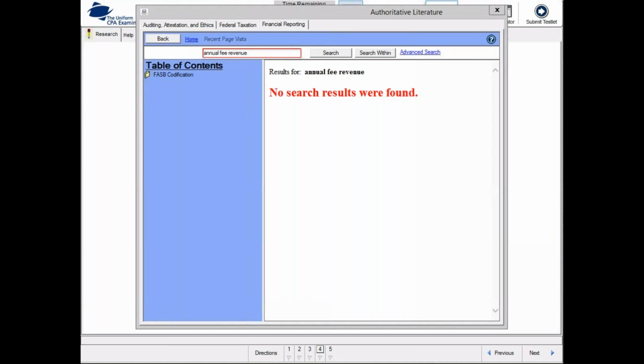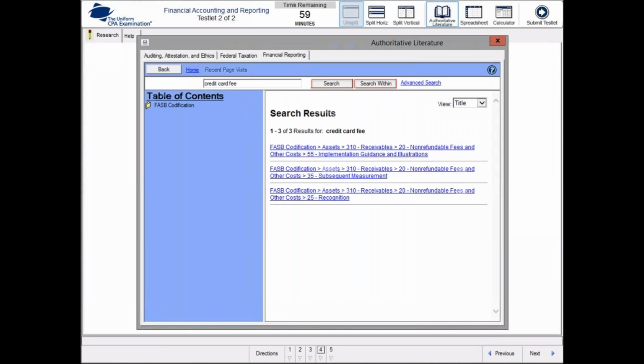And that's also why you're practicing and making sure that you're checking out these research questions before you get to the test, so that you can start to master where to pick out the keywords, what keywords to pick out. So we're going to go ahead and try something else. And we're going to put in credit card fee this time. So I had credit card fee and I searched and I got these 3 different options that we could go through.